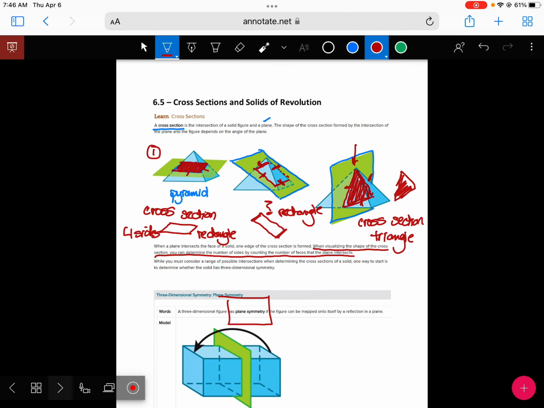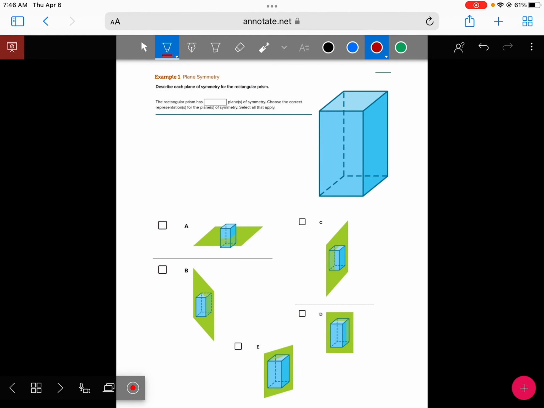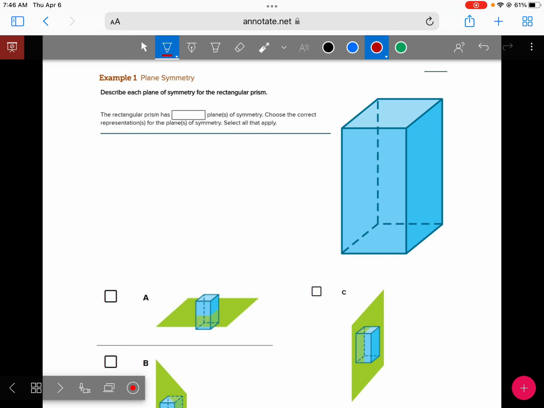All right, so let's go to the next page and let's take a look. Example 1, plane symmetry. So it says, describe each plane of symmetry for the rectangular prism.